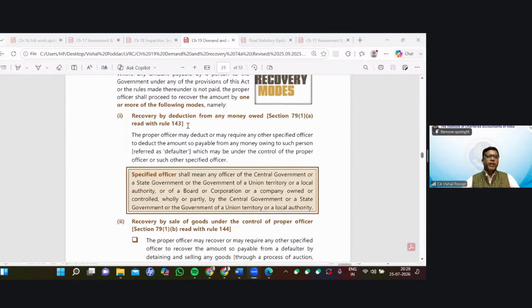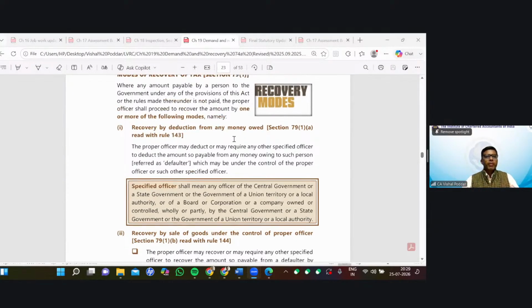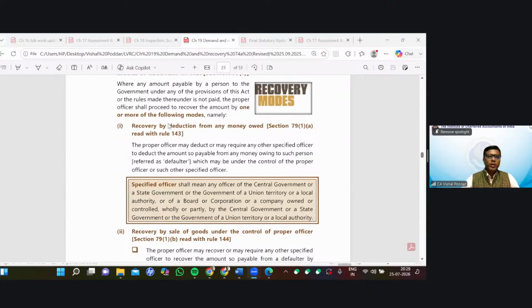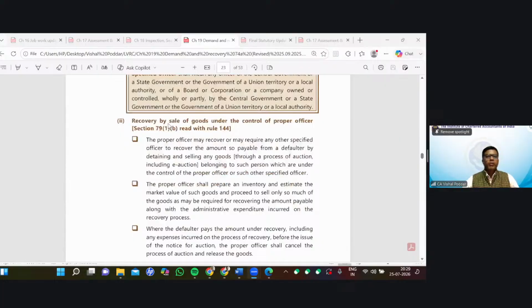So first mode, as we discussed, is where any amount the government is already holding belonging to you. So that amount the government can utilize first. So broadly, this is the sequence in which recovery can happen. Firstly, they will recover the amount from whatever balance the government is already holding belonging to you, like your cash ledger balance, your refund amount.